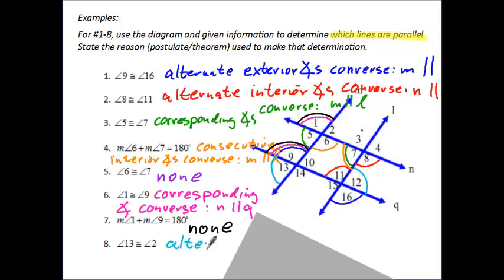So this is the alternate exterior angles converse. And this converse tells us one more time that lines M and L are parallel.